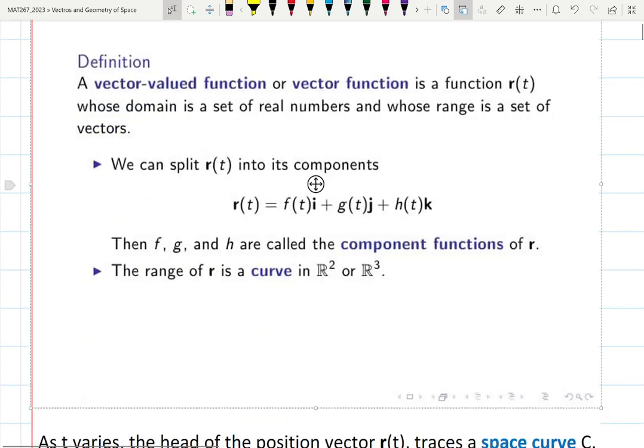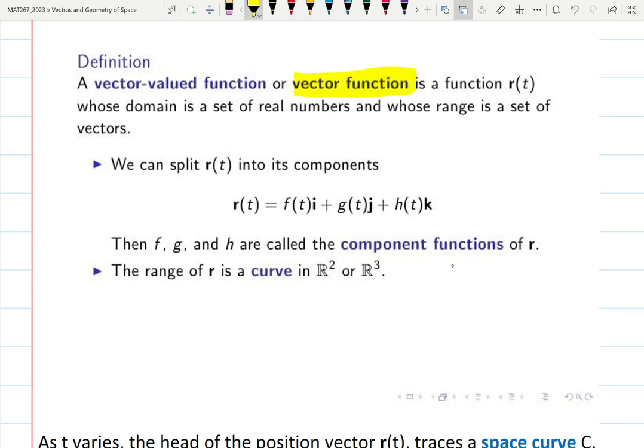So a vector valued function, or just a vector function, that's a short way to say it, is a function r of t. It's not a vector, it's a function. R of t, no bar over there, no arrow. Domain is your input, a set of real numbers, and range, those are outputs, are vectors. That is a pretty cool idea.